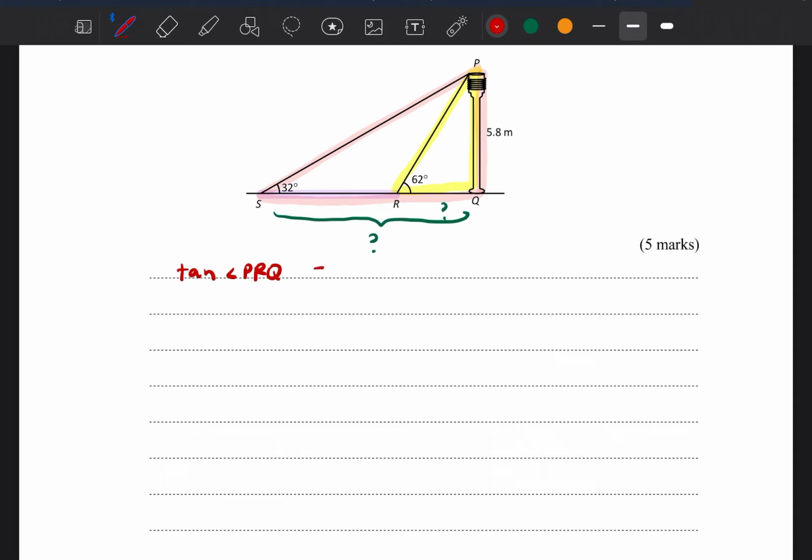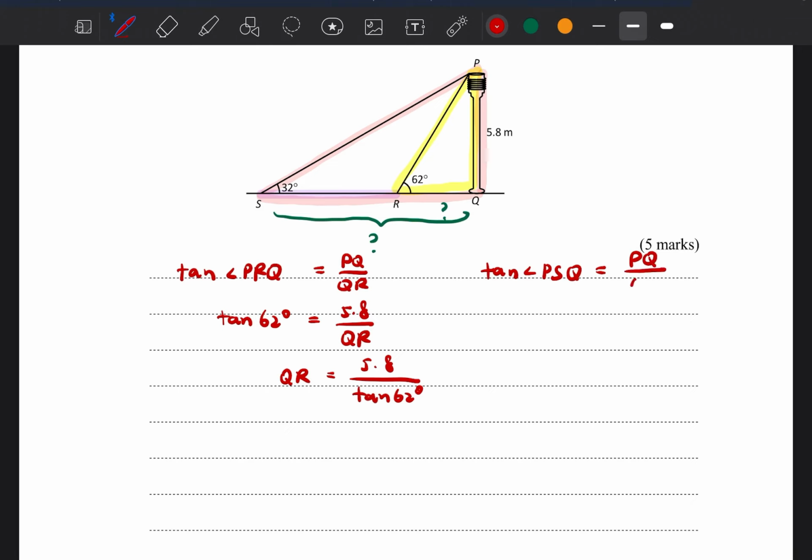Using tangent, please make sure you know how to write out your sine, cosine, tangent. So tangent 62 degrees equals 5.8 divided by QR. So QR equals 5.8 divided by tangent 62. This is one of them. And I don't have to calculate the answer here yet because I want to make it more accurate. So I leave it like this first. Do not round off your numbers.